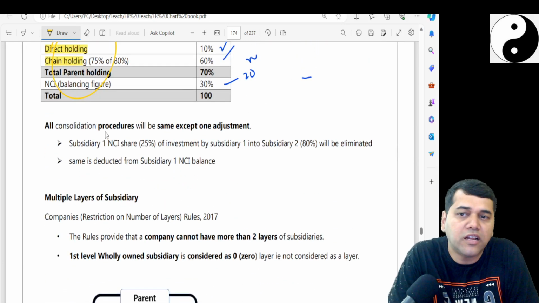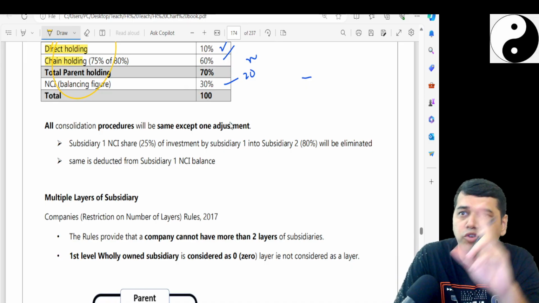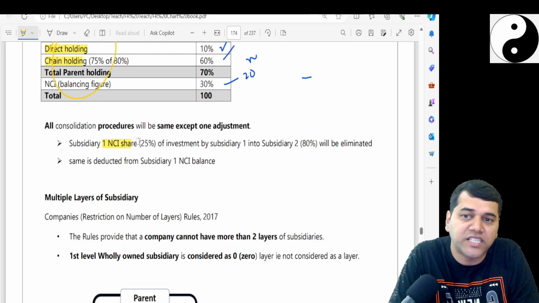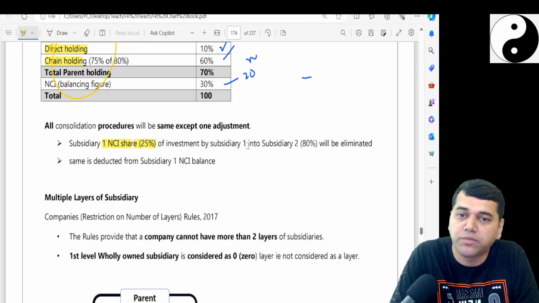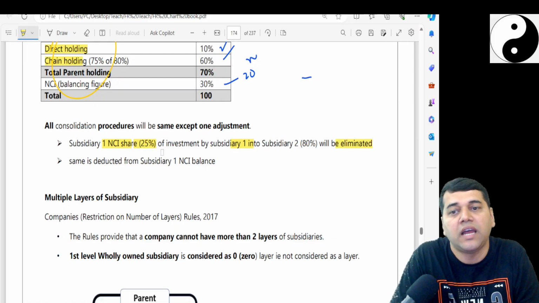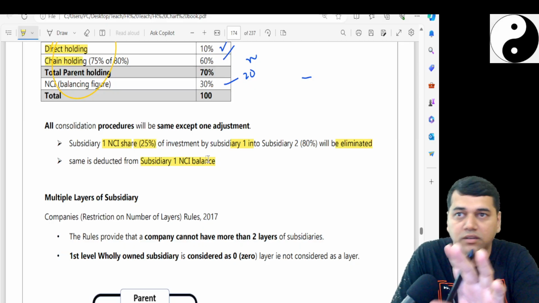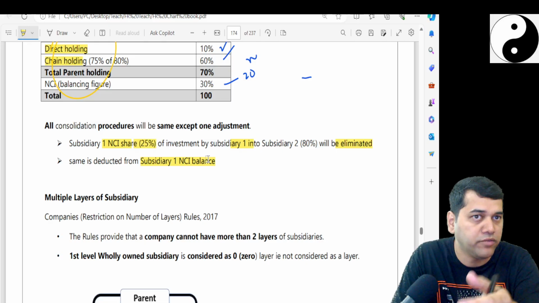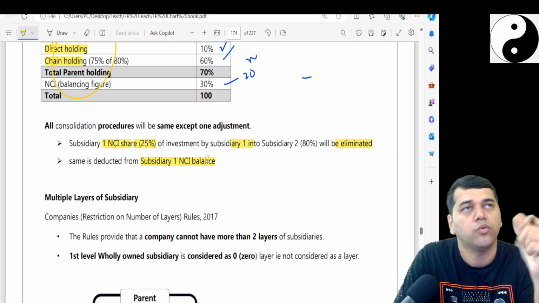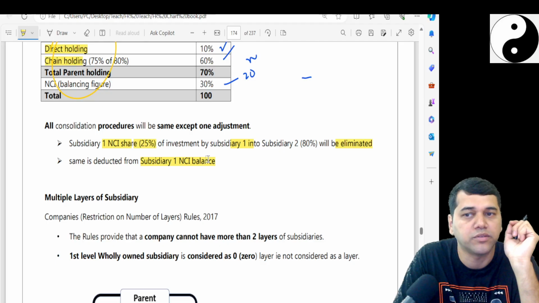Now, all the consolidation procedures will be the same except one adjustment. Otherwise, it's the same. I'm going to teach you only one problem. The subsidiary 1 NCI share, that is 25% of the investment in subsidiary 1 into subsidiary 2, will be eliminated, and the same is deducted from subsidiary 1 NCI balance. You will not be able to understand now with this. When solving the problem, I will teach you. That's the only one. Primarily 2. One working note you have to prepare for the stake. Second, you have to do this adjustment.